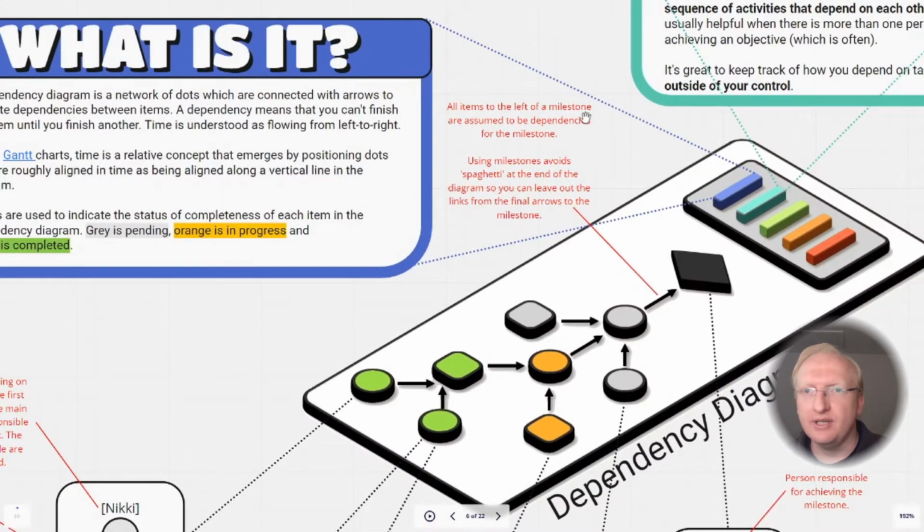All the items to the left of a milestone are assumed to be dependencies of that milestone. And this is really important to avoid spaghetti at the end of your dependency diagram, because you can leave out the links from the final blobs to the milestone because they are implied.